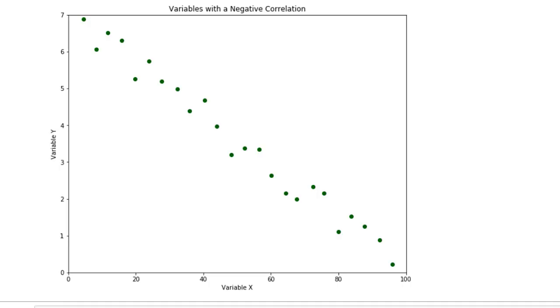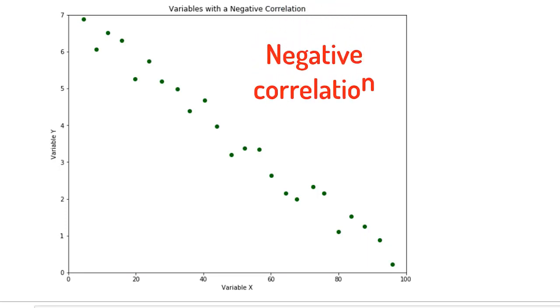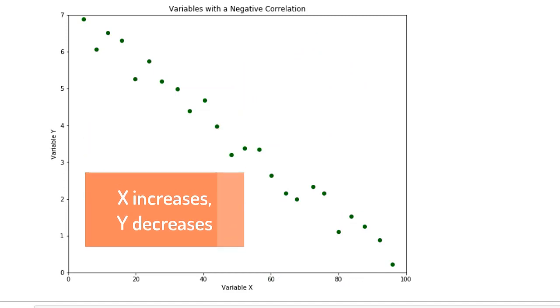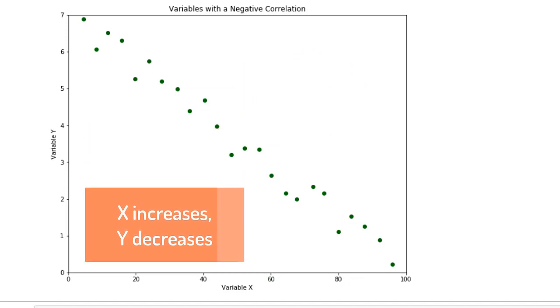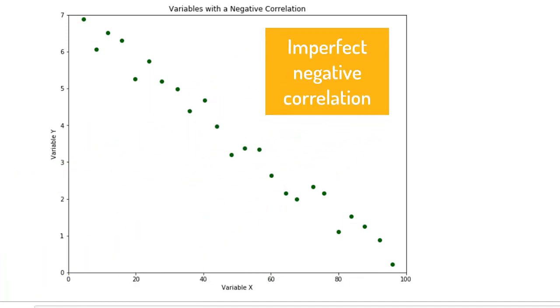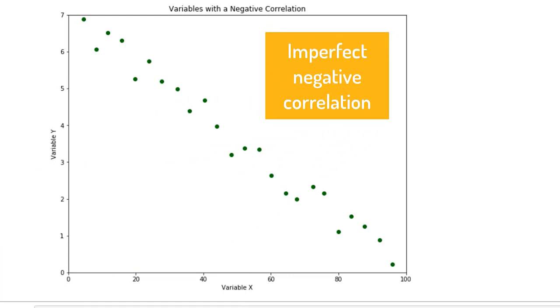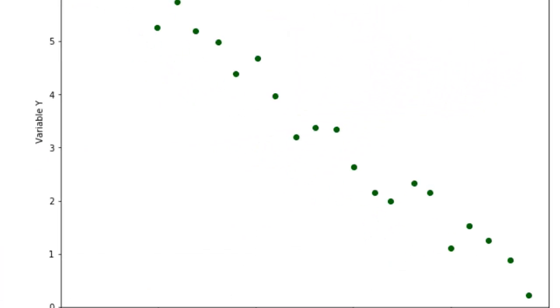A negative correlation between two variables means that when one increases, the other decreases, as shown in this graph. This is not a perfect correlation since not all points lie in a straight line.